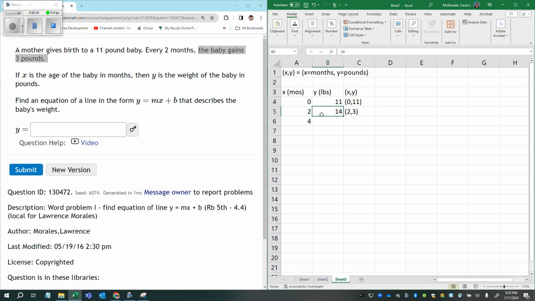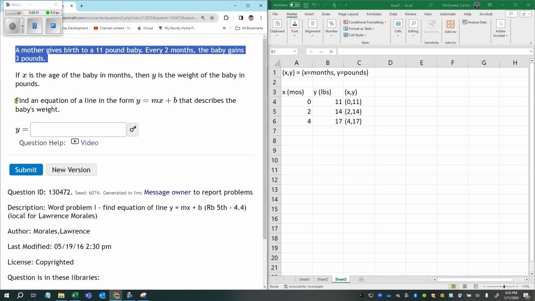So if the baby gained 3 pounds after 2 months, it would be 2 comma 14 would be the second ordered pair. Then after another 2 months, add on 3 more pounds to make 17 pounds, and so on. Okay, so we don't really need to do these ordered pairs for this, but I think it helps us get grounded into what all this information means, right?